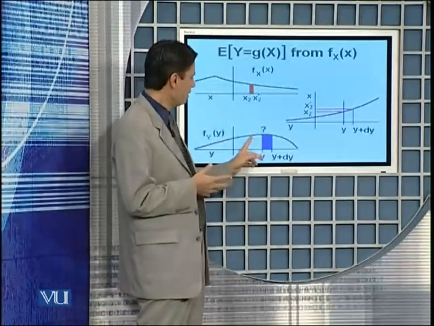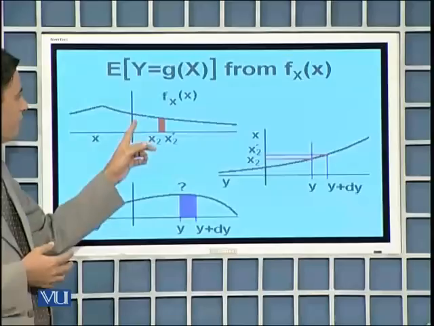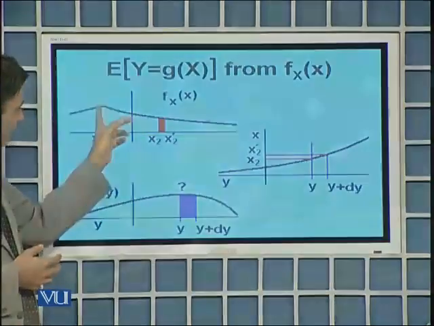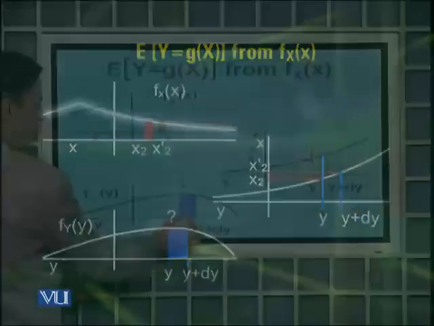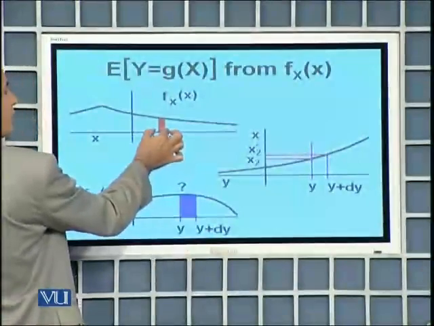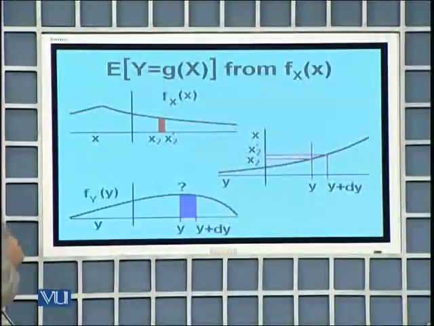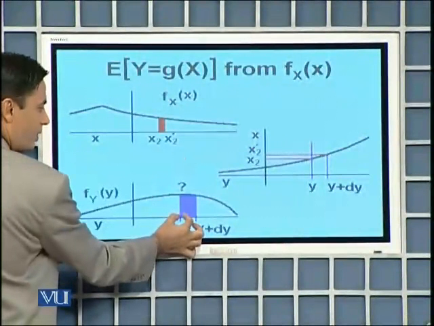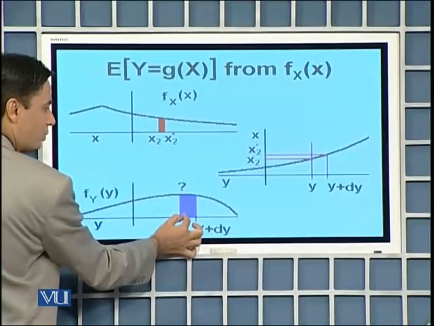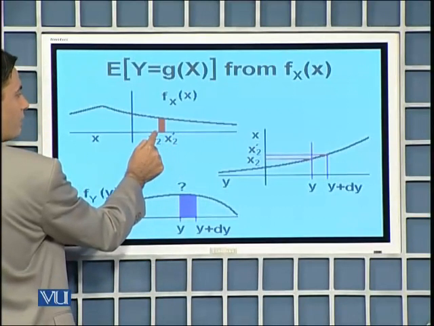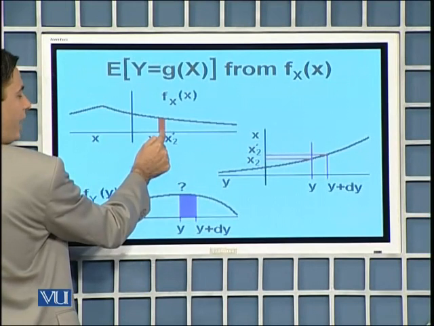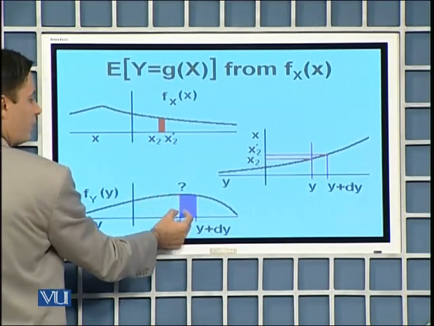You can reach that expected value of y by working with the PDF of x. All you have to do is look at this interval and look at the corresponding interval on the x-axis. For this interval, when y is from y to y plus dy, the x lies from x2 to x2 dash. So what's the probability of this event?